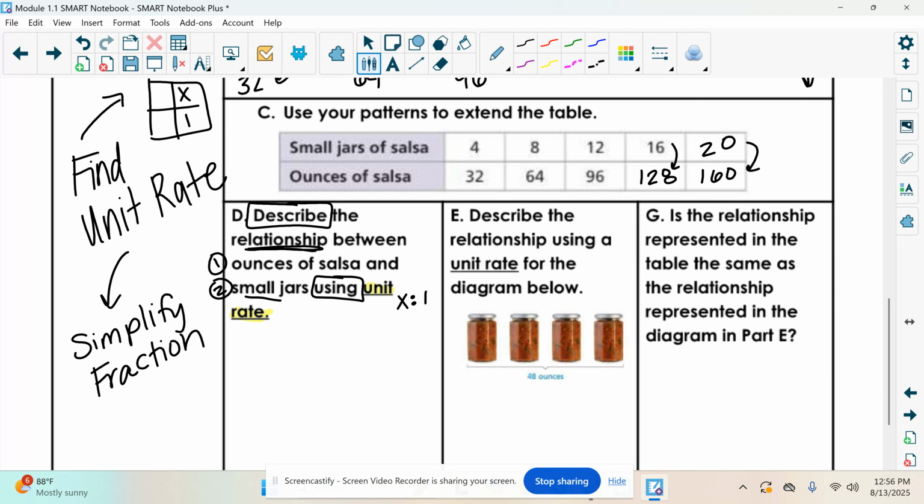This group's done a phenomenal job taking the notes as you're writing. Good, that makes me happy. Yes. Pretty much everybody is writing everything down.